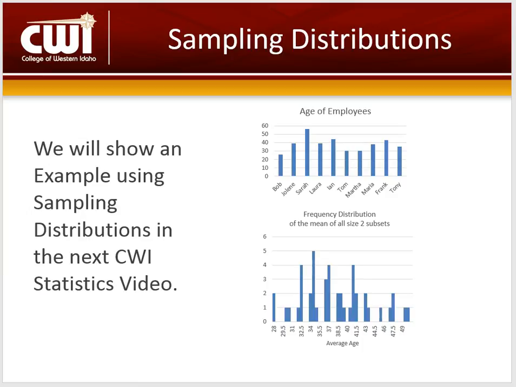The first chart is ages of 10 individuals. We do not have a frequency distribution of the population in this slide, but the distribution has no real shape. The distribution of the sampling distribution when n equals 2 is beginning to take some shape. We will continue with this example in the next video.